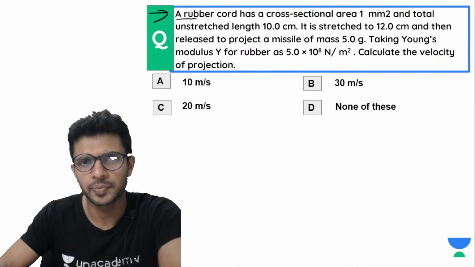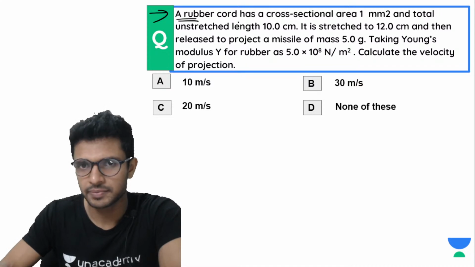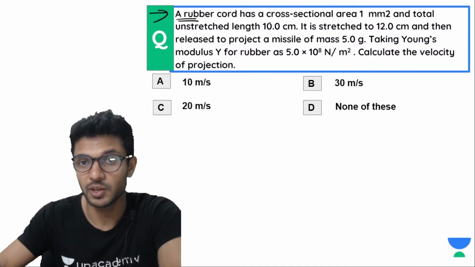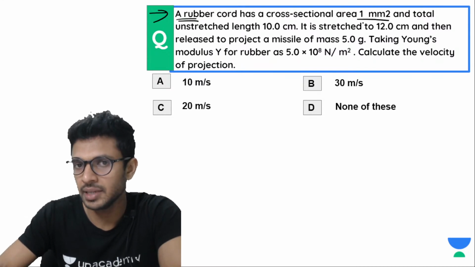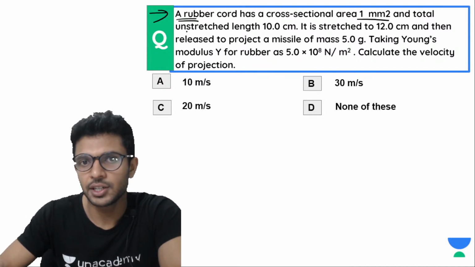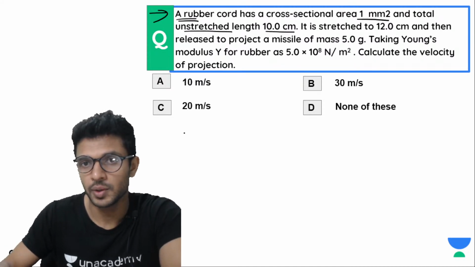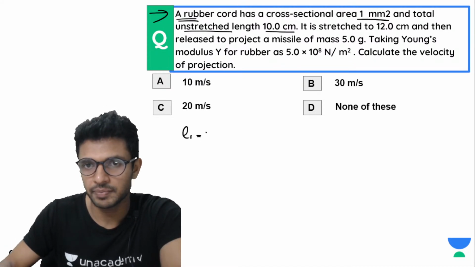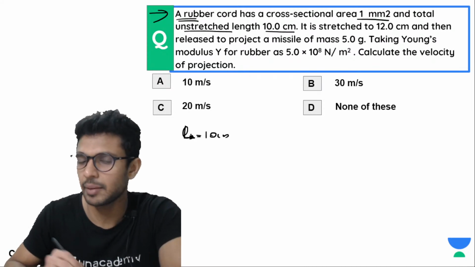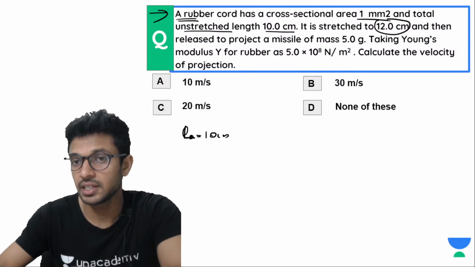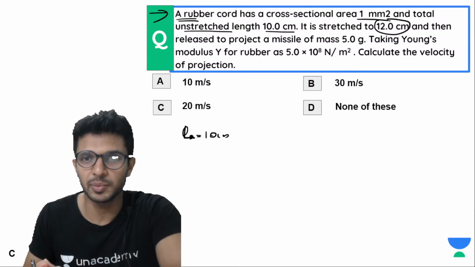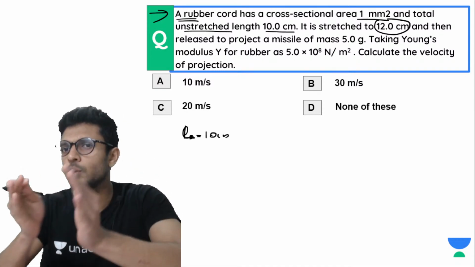Okay, let's begin. A rubber cord. Everyone, listen to me. Right? Has a cross-sectional area of 1 millimeter square, and a total unstretched length of 10 centimeter. So the initial length of the body is 10 centimeter, the L value. Let's keep it as capital L. It is stretched to 12 centimeter. Now the new length is 12 centimeter. Initially it was 10, now it became 12.